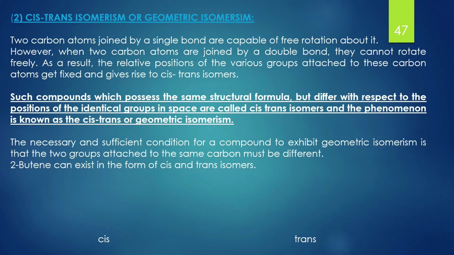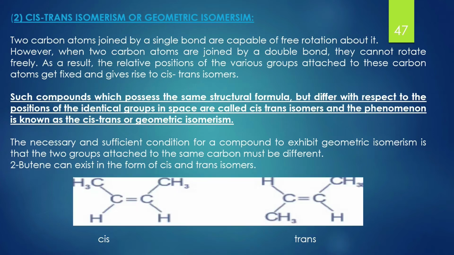The necessary and sufficient condition for a compound to exhibit geometric isomerism is that the two groups attached to the same carbon must be different. 2-butene can exist in the form of cis and trans isomers. If the two like groups are on the adjacent side or share the same side with one another, it is called the cis isomer. If the like groups are on the opposite side and cannot share the same side with one another, they are called trans isomers.